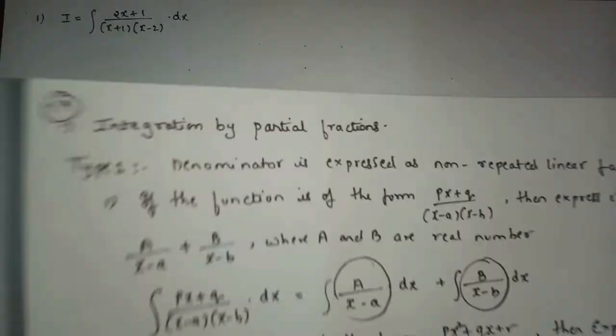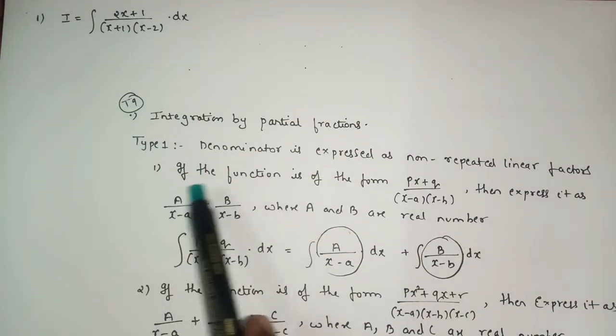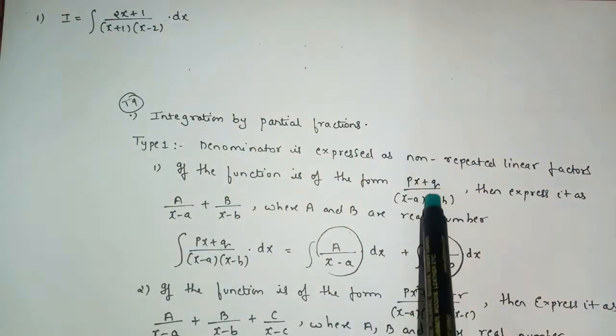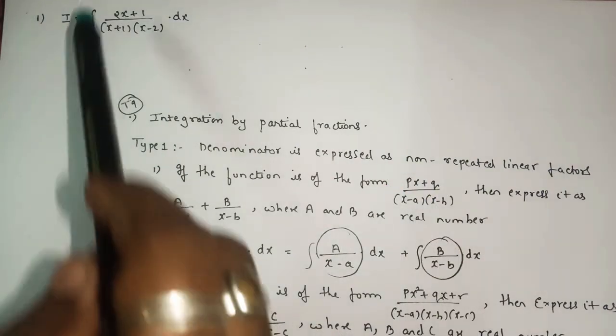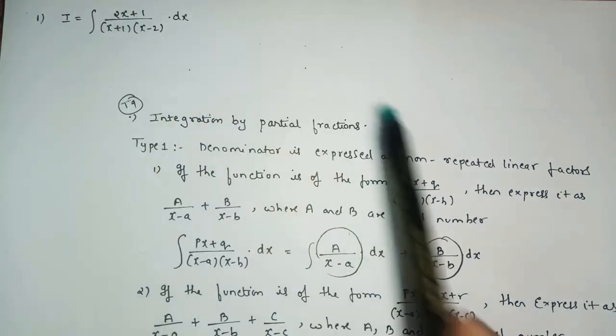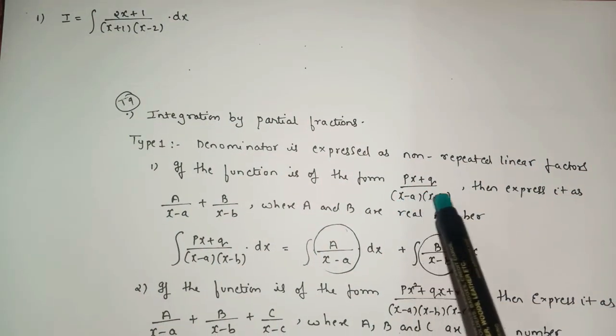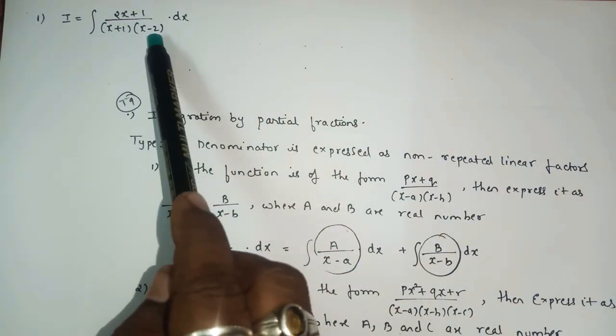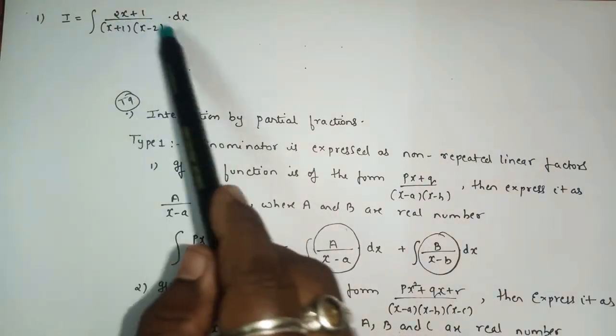So here the first one is what? I equals the integral of (2x plus 1) upon (x plus 1)(x minus 2) dx. Clearly we can see that the function is of this form: in the numerator we have a linear expression, and in the denominator we have non-repeated linear factors. Yes or no? Where a and b are different.